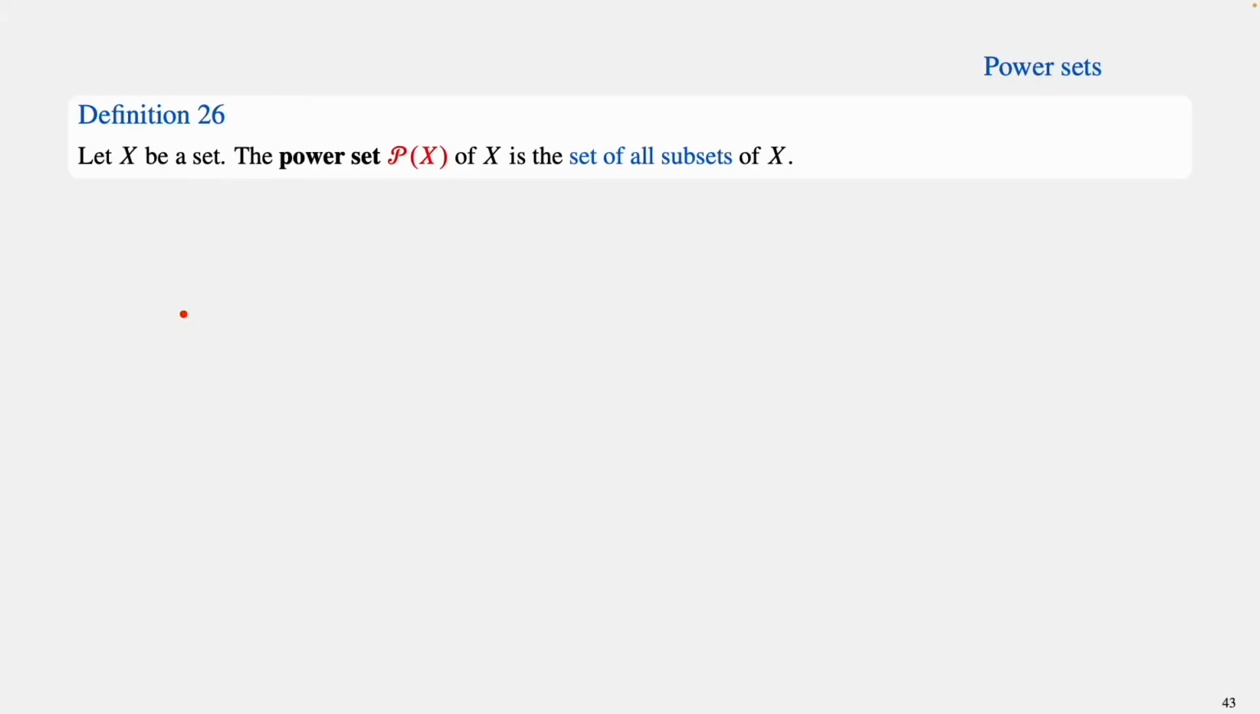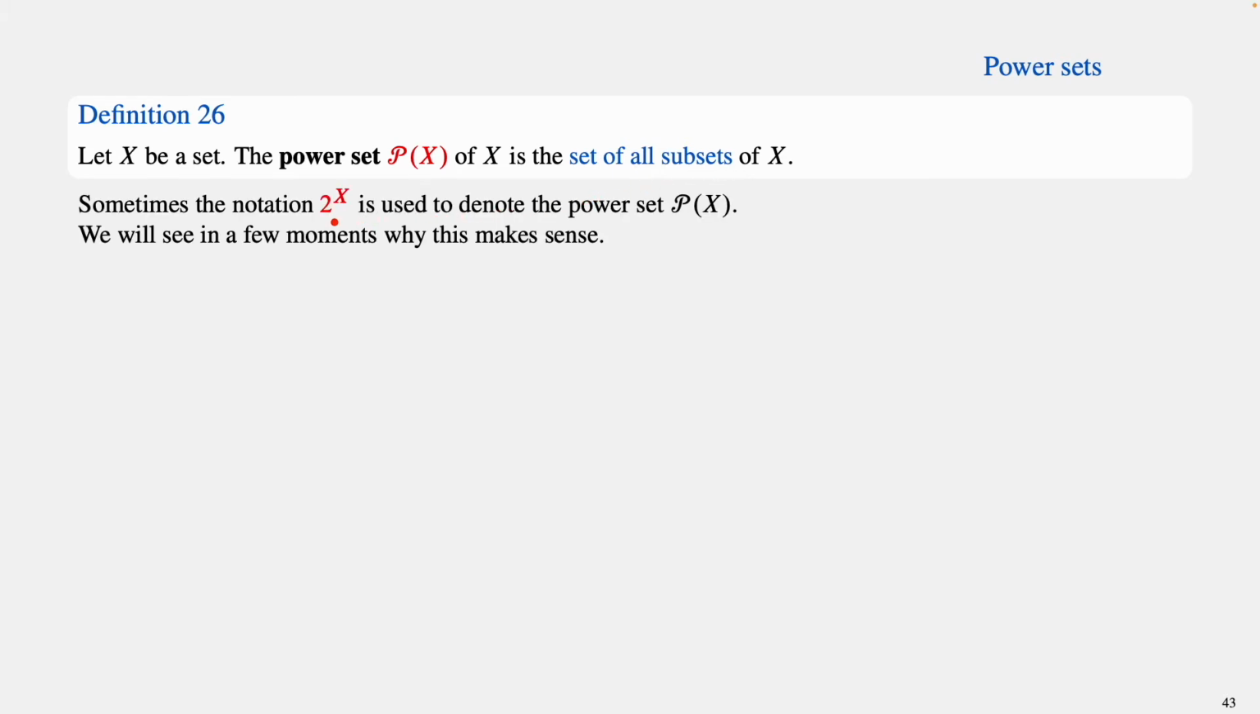And next up are power sets, a very important theoretical construct in mathematics. Now, what is a power set? If we're given any set X, then the power set P(X) of X is defined to be the set of all subsets of X. So the power set is a set whose elements are themselves sets. And sometimes you will see this curious notation, 2 to the power of X, for the power set. So this means exactly the same as this. And in a few moments we will see why this notation actually makes sense.